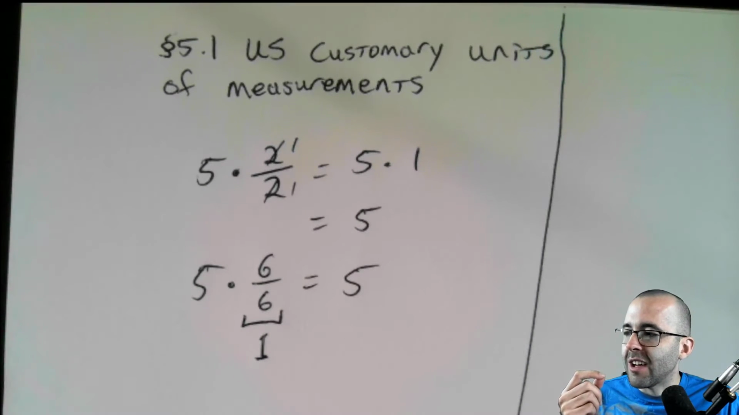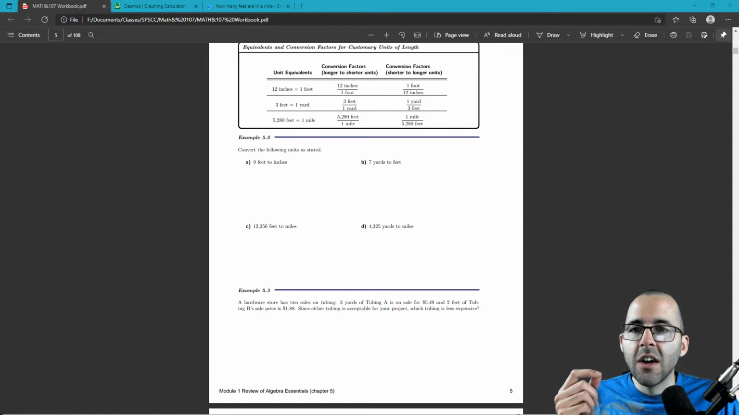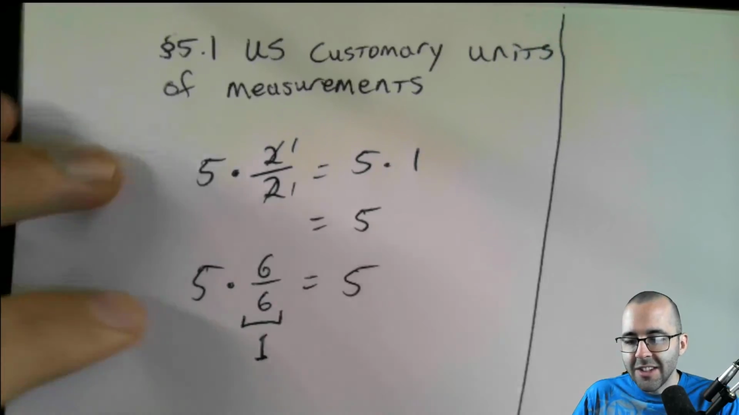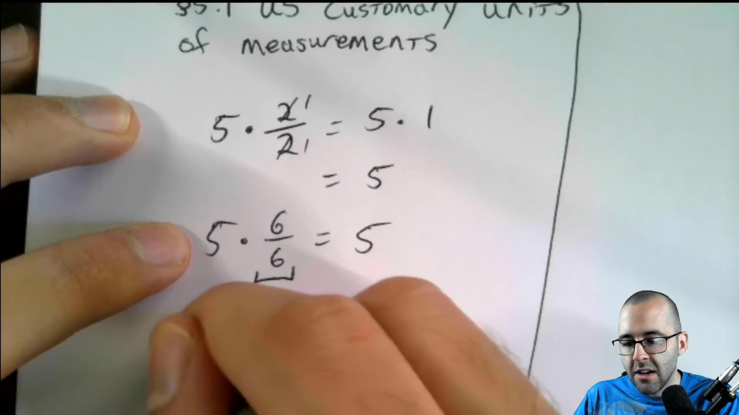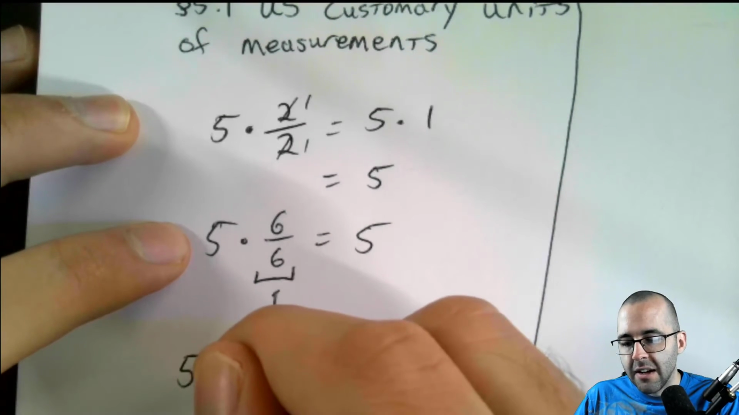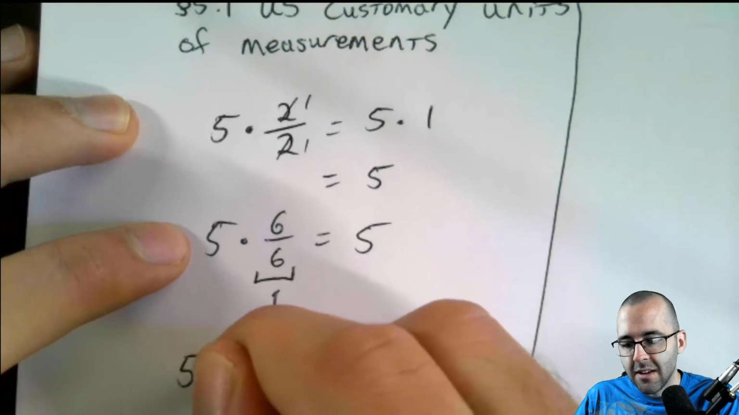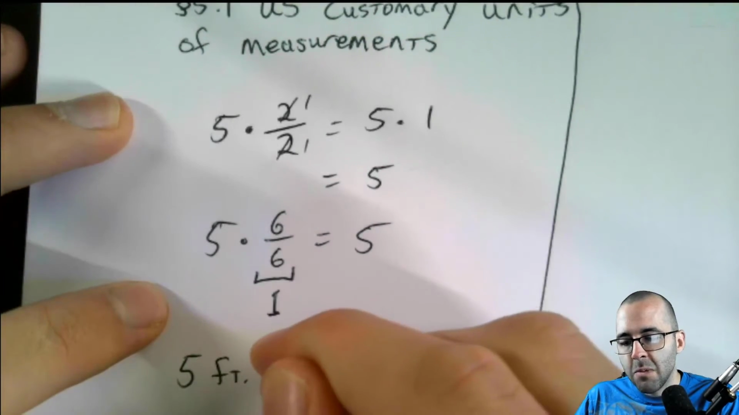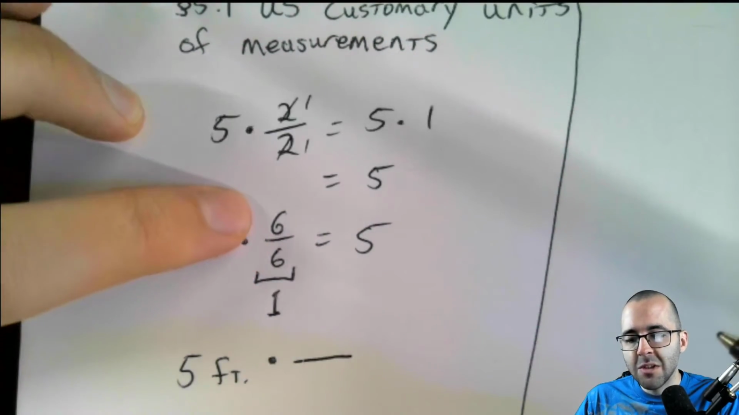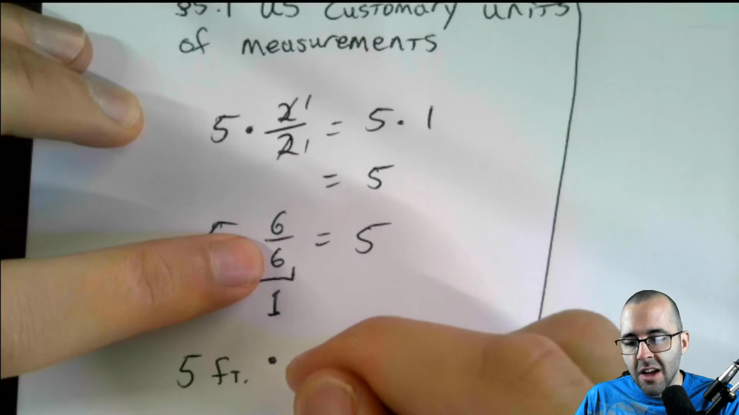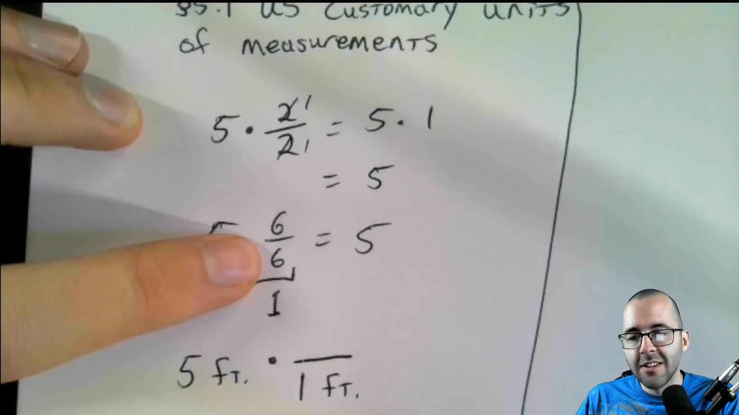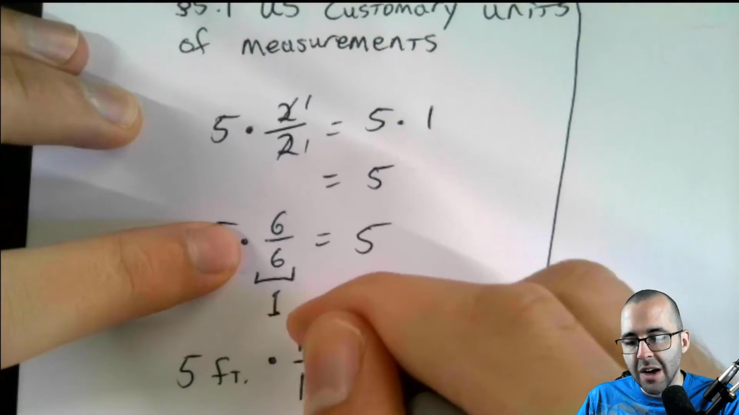So look at the notes right here. 12 inches is the same thing as a foot. Let's look at this a little differently now. Instead of taking 5, let's say that we have 5 feet. We're going to multiply it by 1. So instead of multiplying by 6 over 6, we're going to multiply it by 1 foot underneath 12 inches.